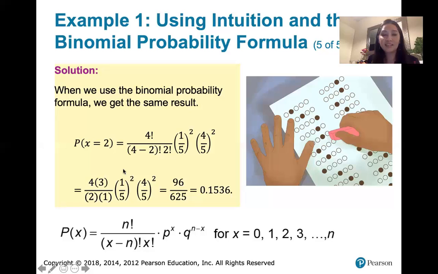So we've got 6 times 1/5 squared times 4/5 squared, and that gives you 96 over 625, which is 0.1536. So we get exactly the same answer using the formula. So you can trust this formula. I use this formula a lot when I'm going through homework problems with you guys, because you'll have access to this formula. You'll also have access to a table of binomial probabilities during your exam.